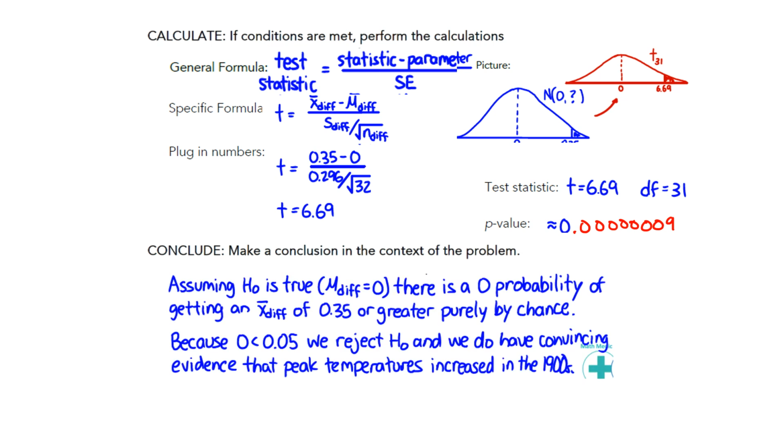So, assuming the null is true, that there is no difference, there is a 0, and let's just be pedantic here, 0, 2, 3, 4, 5, 6, 7, probability of getting an x diff of 0.35 or greater purely by chance. So there's no chance that it was just random chance of getting that. Because it's less than 0.05, we reject the null and have convincing evidence that the peak temperatures increased over the course of the 1900s.